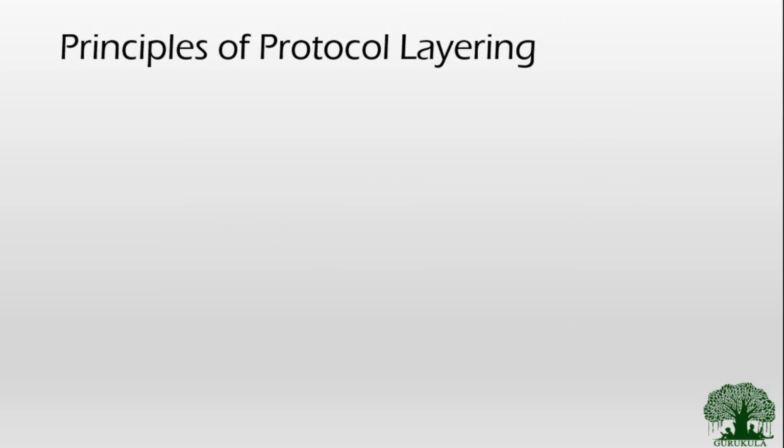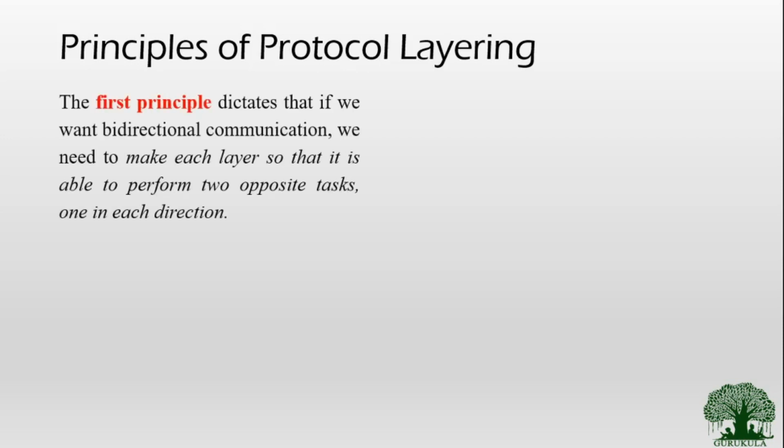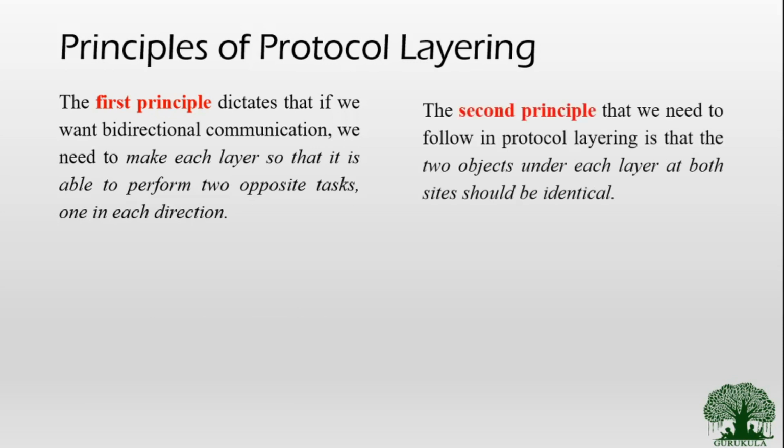Now when we talk about the principles of protocol layering, we have certain principles to follow while layering the protocols. There are basically two principles. The first principle says that when a communication is going to be bidirectional, each layer should be able to perform two opposite tasks, one in each direction. That is the very first principle. The second principle is that the two objects under each layer at both sides should be identical. Let us make it more clear.